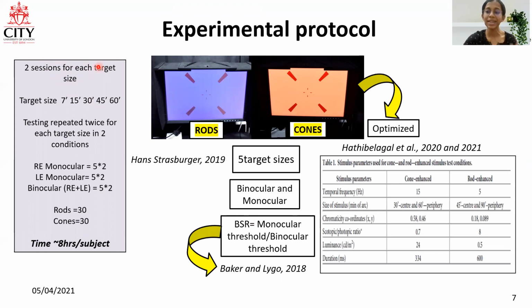That is, we repeated each session, each of the target sizes twice in order to have repeatability of the data. So the target sizes that we had used were 7, 15, 30, 45 and 60. And each of these target sizes was repeated twice. And by twice, I mean they were measured monocularly separately for the right eye and the left eye, and binocularly, each twice. So at the end, the rods had a total of 30 sessions and cones had a total of 30 sessions. Overall, approximately 8 to 9 hours for a subject to complete both the tasks.